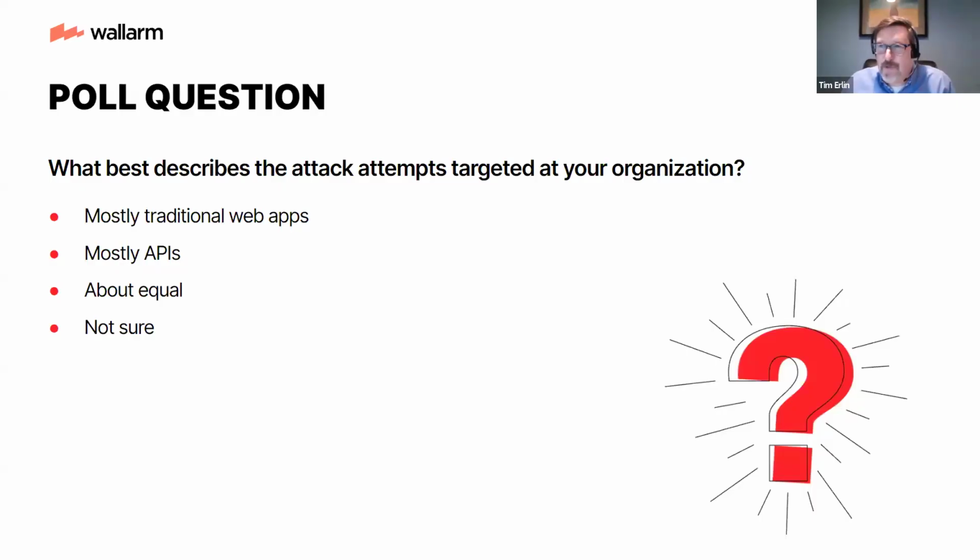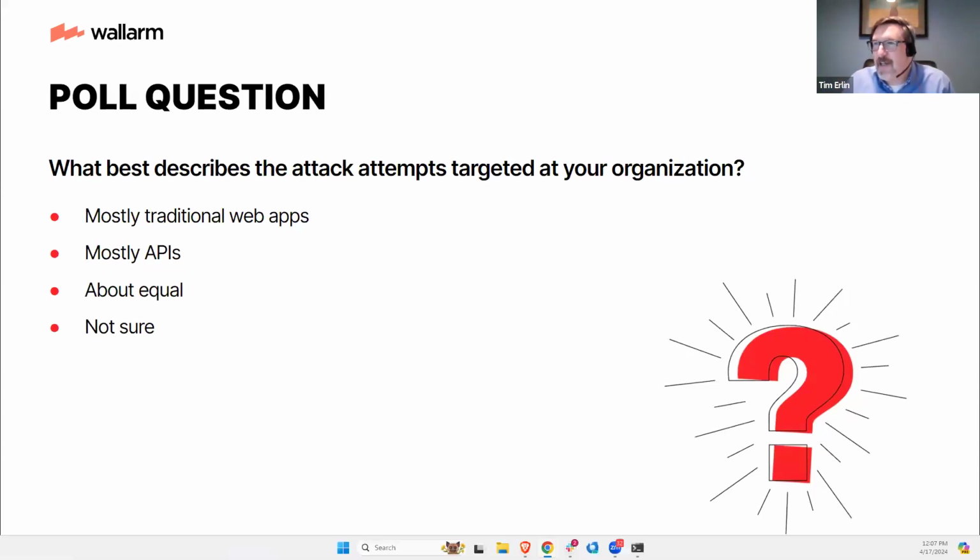I'll start with the first poll question here. If you're in Zoom, you'll see the poll question pop up, and you can answer it. I'd love to have your answer in there. And if you're on LinkedIn, feel free to toss your answer to this poll question into the comments, maybe start a conversation there. But really, we're interested in what you're seeing as the attack attempts targeted at your organization. Are they still traditional web apps, still APIs, about equal?